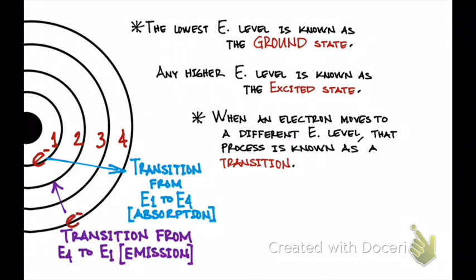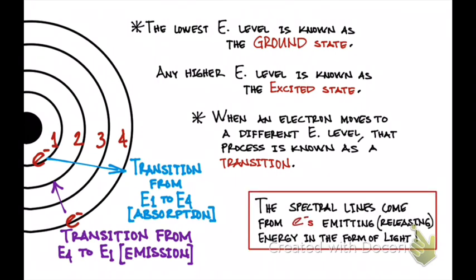And when an electron moves to a lower energy level, let's say from E4 to E1, that's known as an emission, because that electron has to emit extra energy in order to go back down to a lower energy level. So Niels Bohr essentially used this concept to explain the spectral lines that are observed from the elements. The spectral lines come from electrons emitting or releasing energy in the form of light.